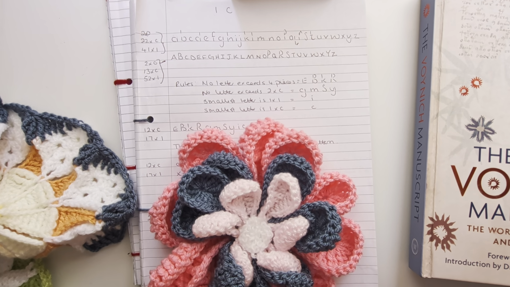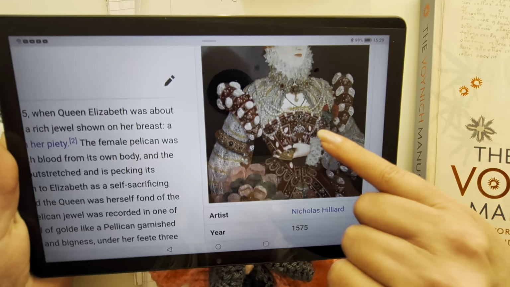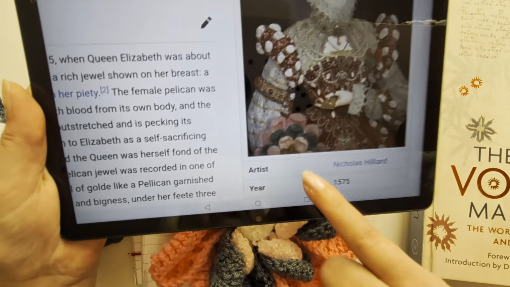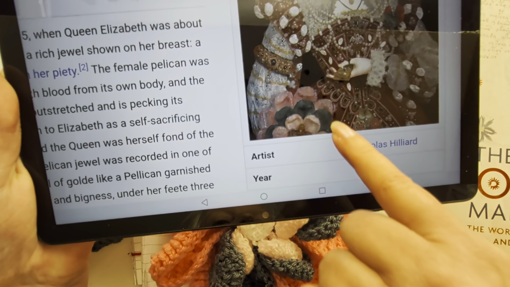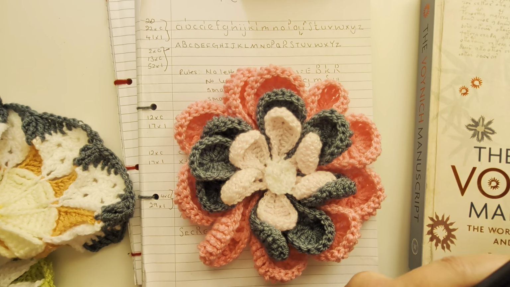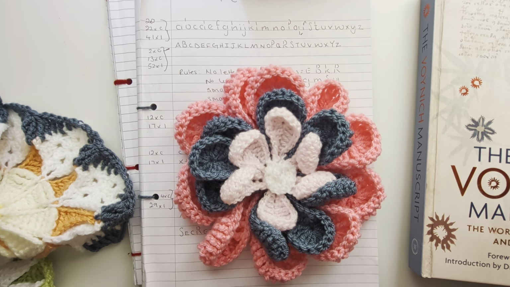Now if you just hang on a minute, I'm just going to get you a picture here, if I can get this right. Here, look, can you see that? That's a picture of Queen Elizabeth I, painted by Nicholas Hilliard in 1575. And the flower there, I believe, is this flower here. Now, I know they say it's made of ostrich feathers. Remember that for in a minute, okay?